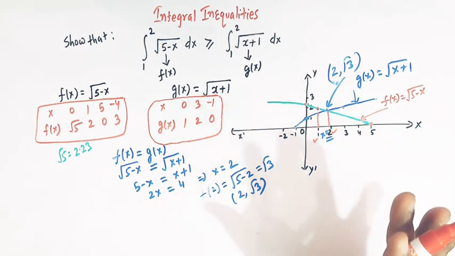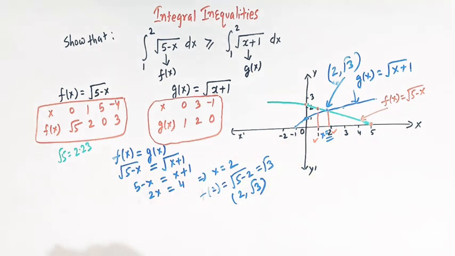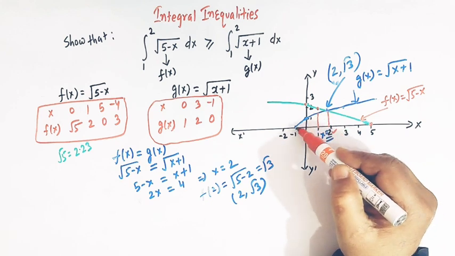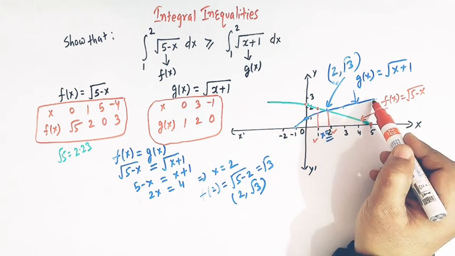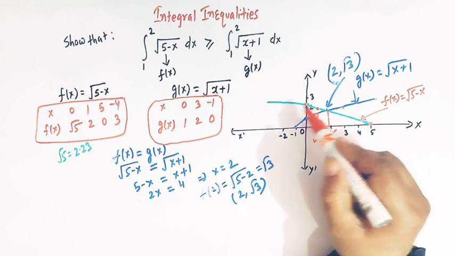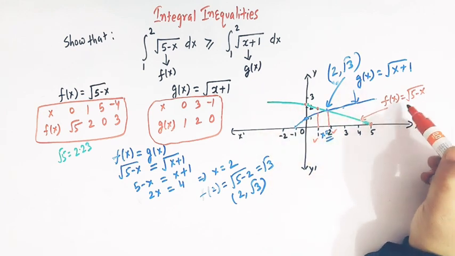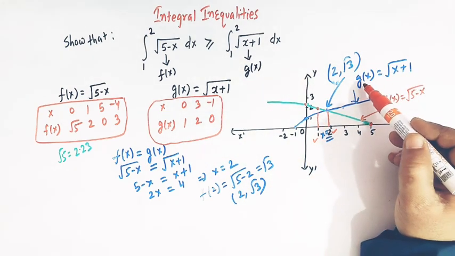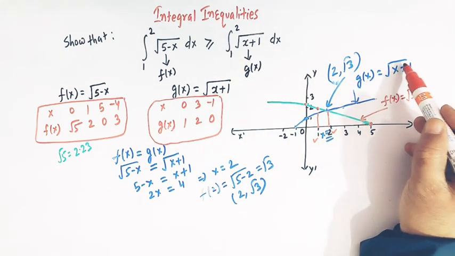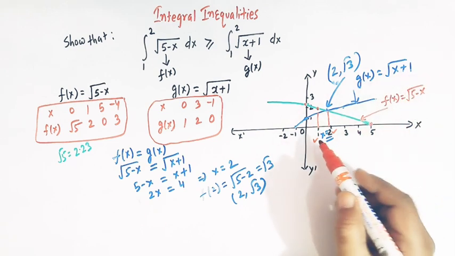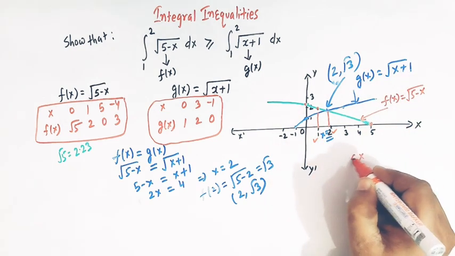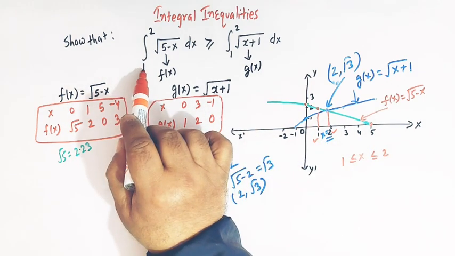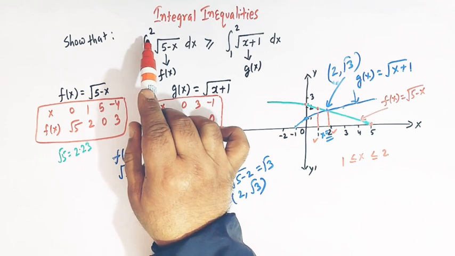So this is the first observation, and the second observation is that the green curve lies above the blue curve, right? The graph of square root of 5 minus x is lying above the graph of g of x, that is square root of x plus 1, for all values of x lying between 1 and 2, because here the limits of integration are from 1 to 2, right?